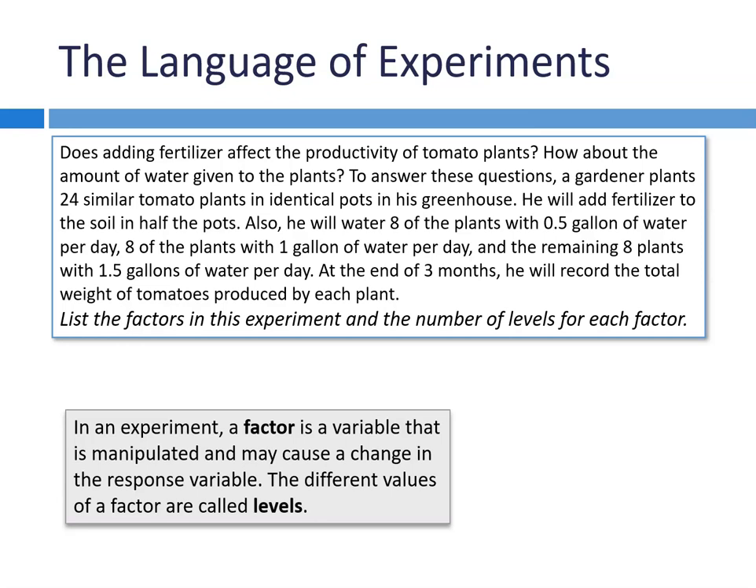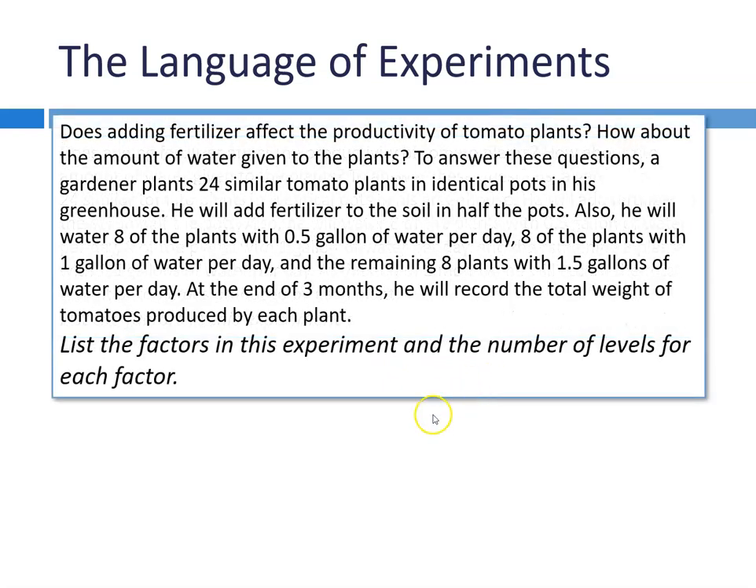We're looking at adding fertilizer. Does that help the productivity of tomato plants? And what about water? So here's what the gardener is going to do. He plans to plant 24 similar tomato plants. He's going to add fertilizer to the soil in half of the pots, and he's going to water 8 of the plants with half a gallon, 8 with 1 gallon, and the remaining 8 with 1.5 gallons. And at the end of 3 months, he will record the total weight of tomatoes produced by each plant. So what are my factors here?